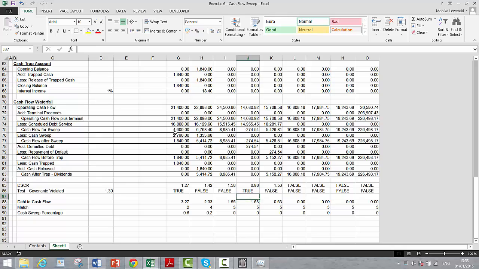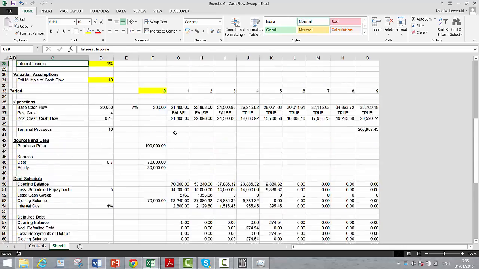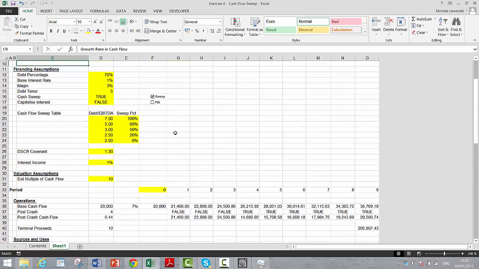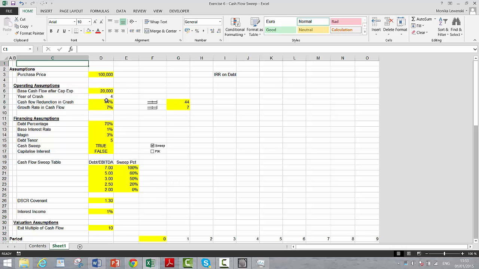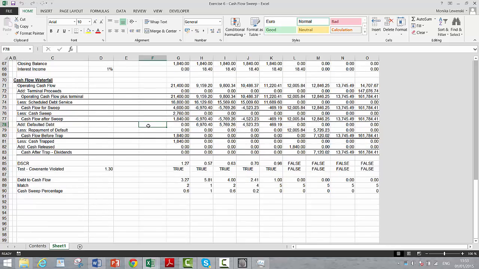Okay, and then the next year, our debt service went down, I think. So we were able to repay the default, and what was left over went to dividends. And then the rest worked okay. So even with a crash, this worked okay. But why don't we make it a little bit more pessimistic? So let's make the crash occur in year 2. And let's make the cash flow reduction from the crash be 60%. How's that?